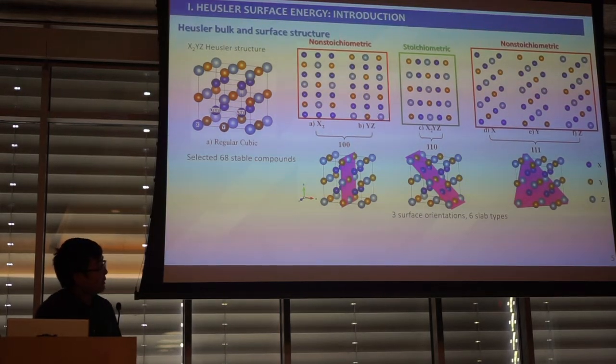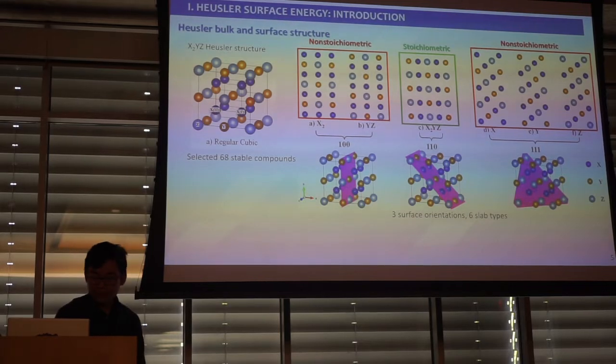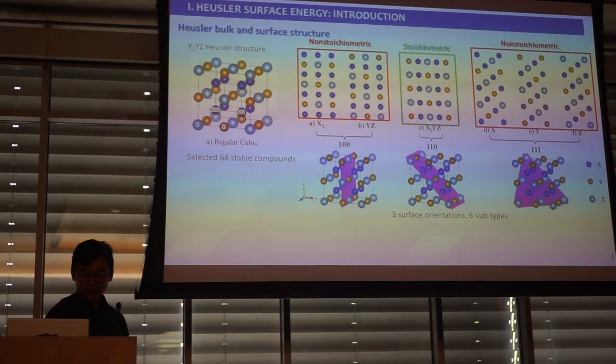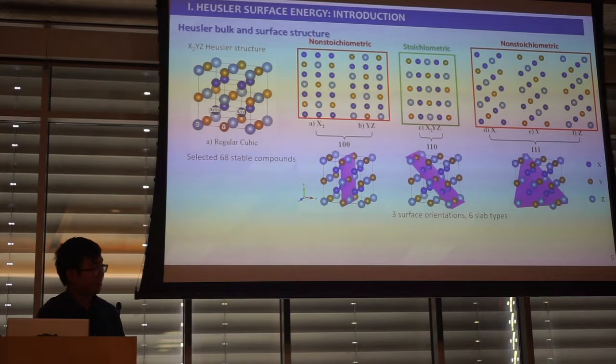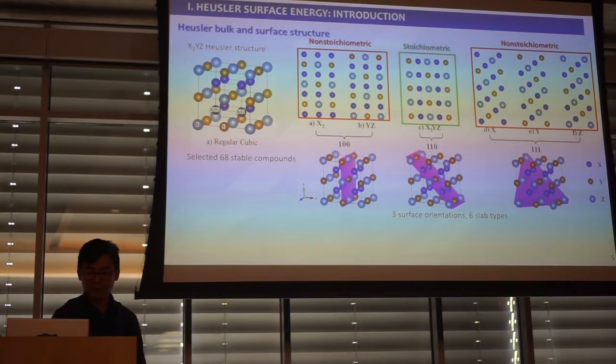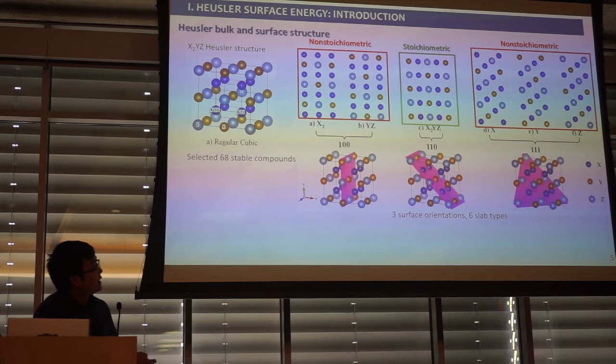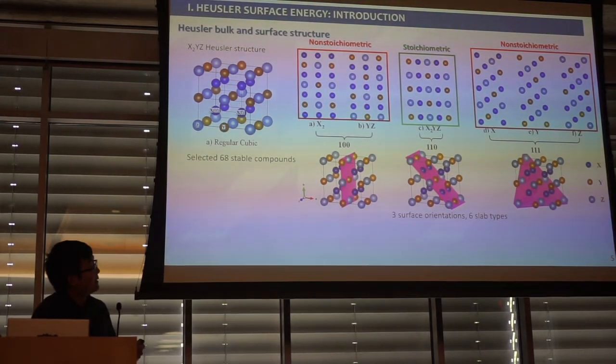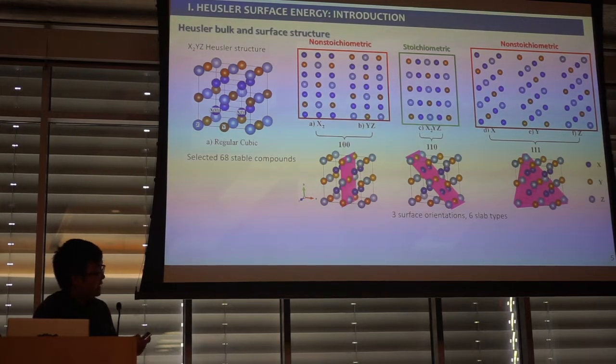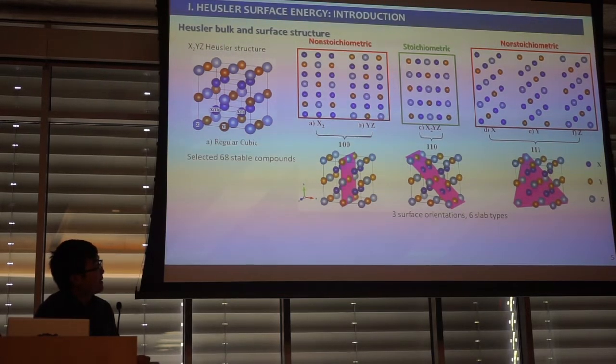And something that I'd like to point out is that in the 100 and 111 surfaces, these are what's called non-stoichiometric structures, while the 110 is a stoichiometric structure. And what I mean by that is in the stoichiometric structure, we have an integer multiple of the base formula unit within the slab structure. While in the non-stoichiometric structures, we do not have an integer multiple of the base formula unit.